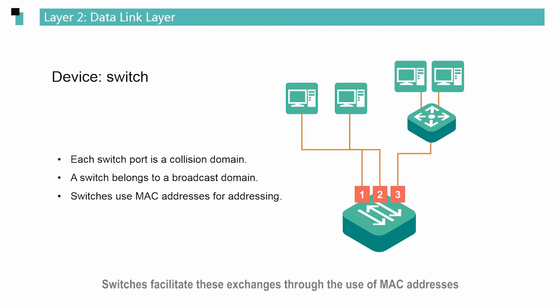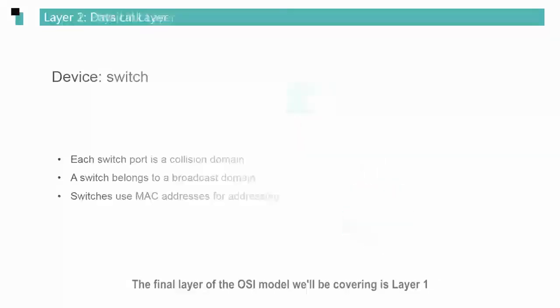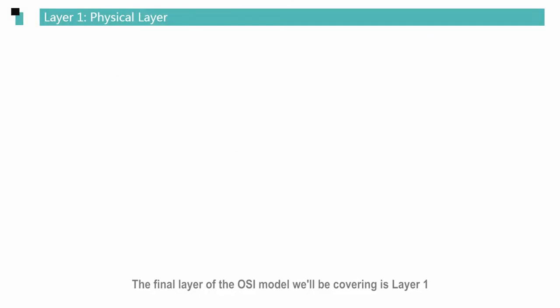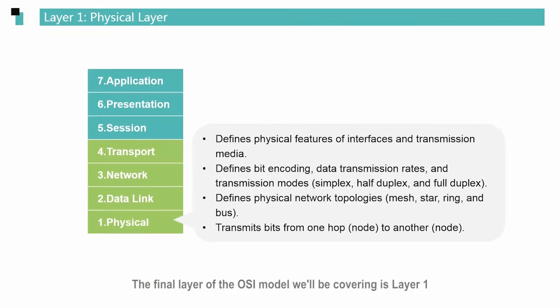Switches facilitate these exchanges through the use of MAC addresses. The final layer of the OSI model we'll be covering is Layer 1, the physical layer. This layer is typified by physical media such as cables and interfaces, and is responsible for the transfer of each individual bit from hop to hop.